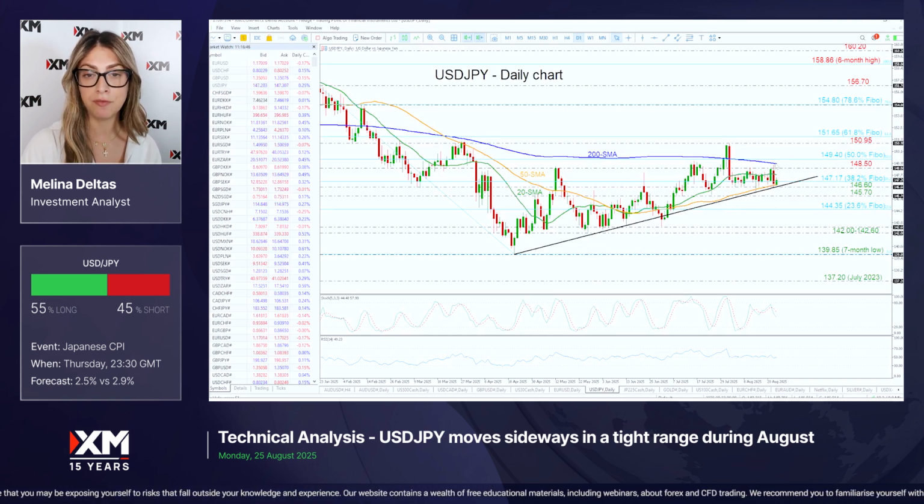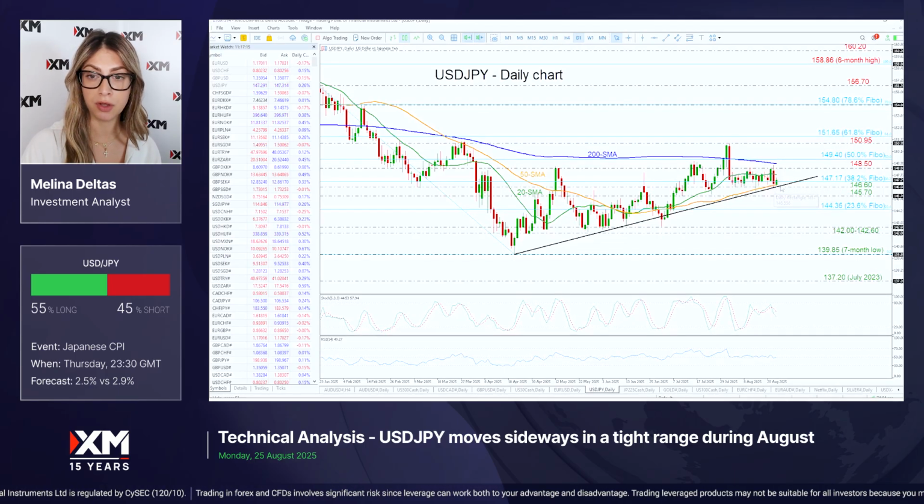A break above the 200-day SMA and the 50% Fibonacci at 149.40, taken from the downside correction from 158.86 to 139.85, it may send traders towards 150.95 and the 61.8% Fibonacci at 151.65, and will endorse the bullish view.